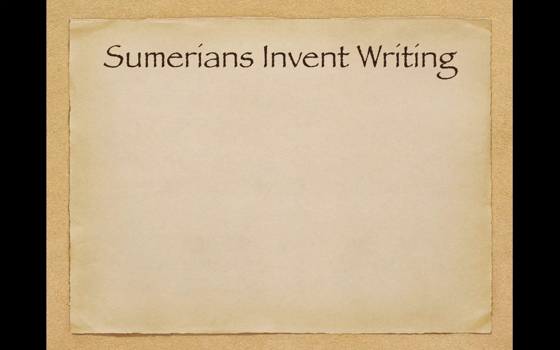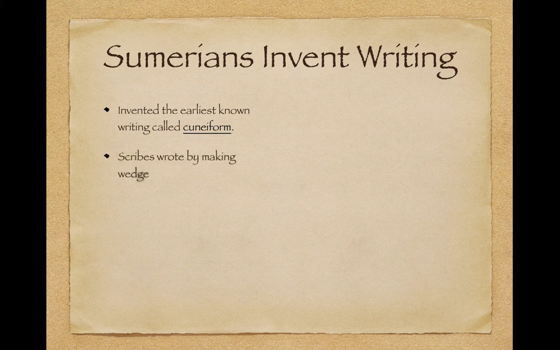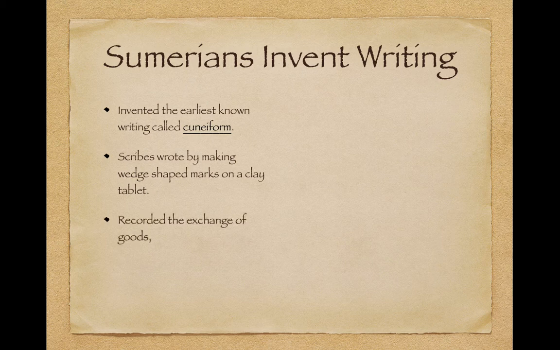So like I said, probably one of the most important things that you're going to learn about Sumer is that they were the first group of people to invent writing. So they invented the earliest known writing, and we call their writing cuneiform. Scribes wrote by making wedge-shaped marks on a clay tablet. I'll show you what one of these looks like in a second. You are actually going to make one of these in class. What they were used for was to record the exchange of goods. They would write down myths like the Epic of Gilgamesh, prayers, laws, and business contracts.